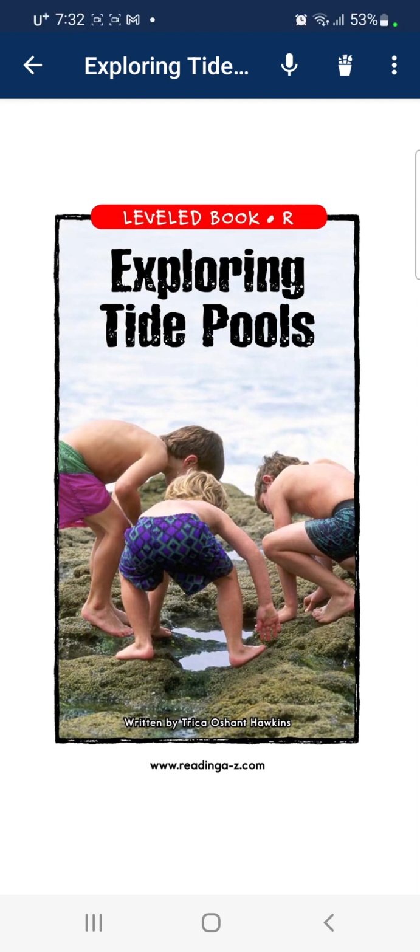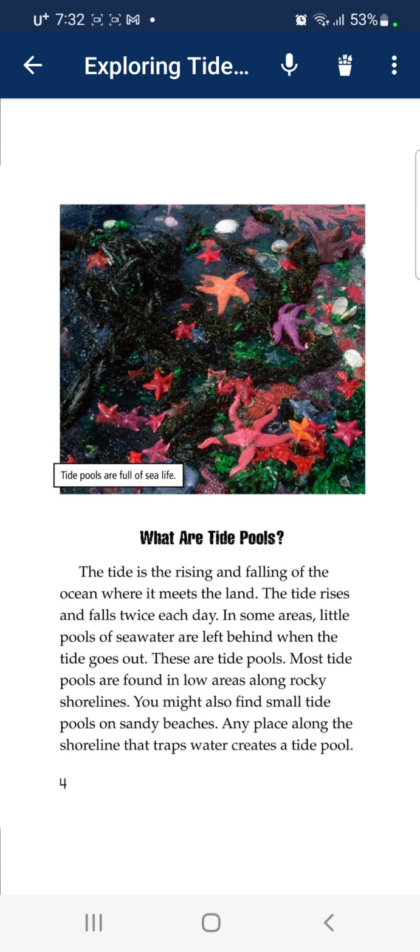Exploring tide pools. What are tide pools? The tide is the rising and falling of the ocean where it meets the land. The tide rises and falls twice each day. In some areas, little pools of seawater are left behind when the tide goes out. These are tide pools.